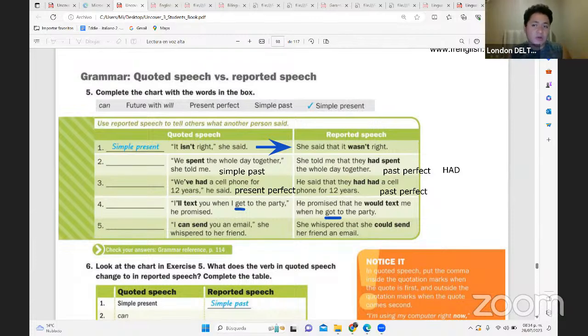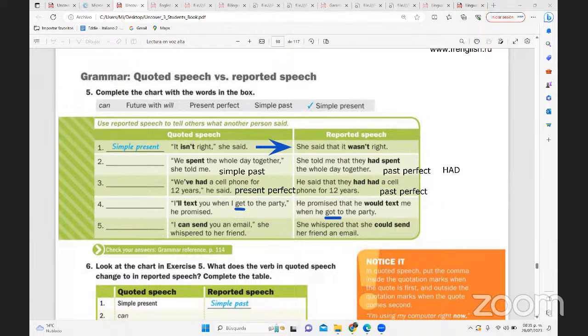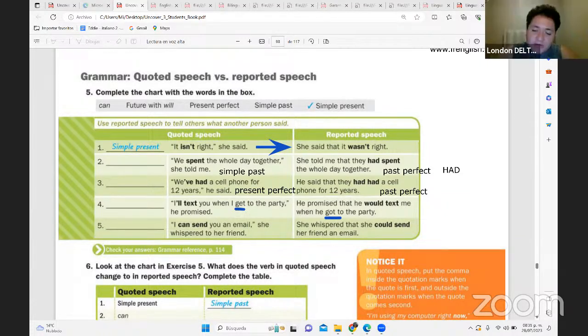Eso es si su oración tiene we. Si fuera con he, por ejemplo, I like pizza. Entonces la oración sería Javier said that he liked pizza. Entonces cambió el I por he porque quien lo dijo fue Javier. ¿Ok? Teacher, ¿dónde están las oraciones que vamos a escribir? ¿En el chat? Yes, please.